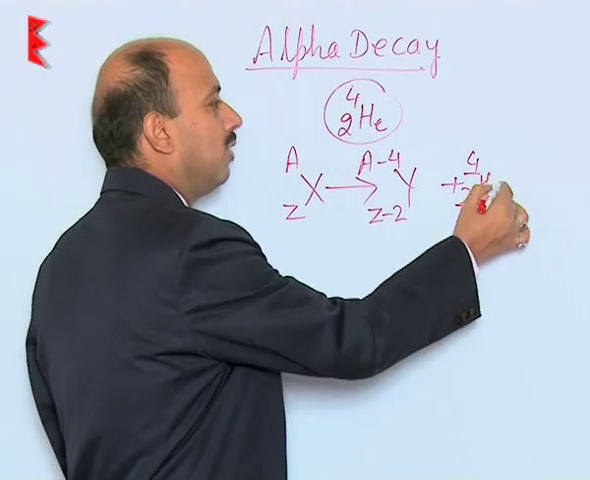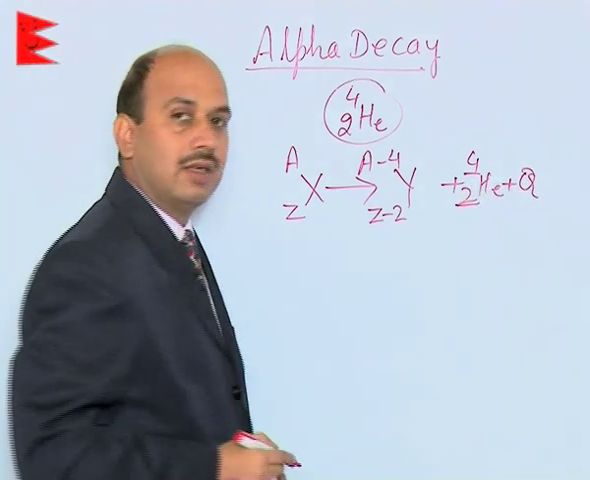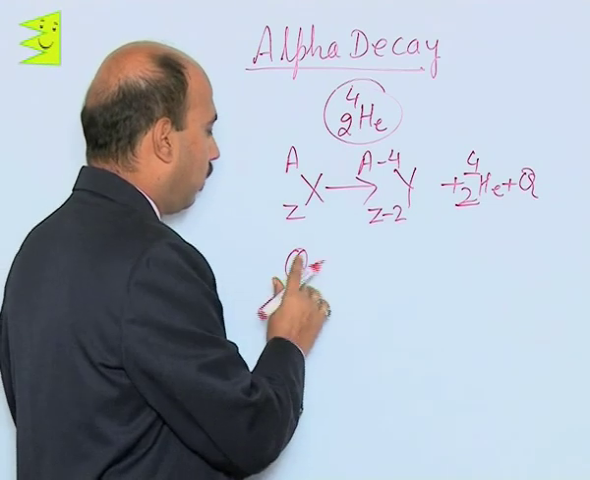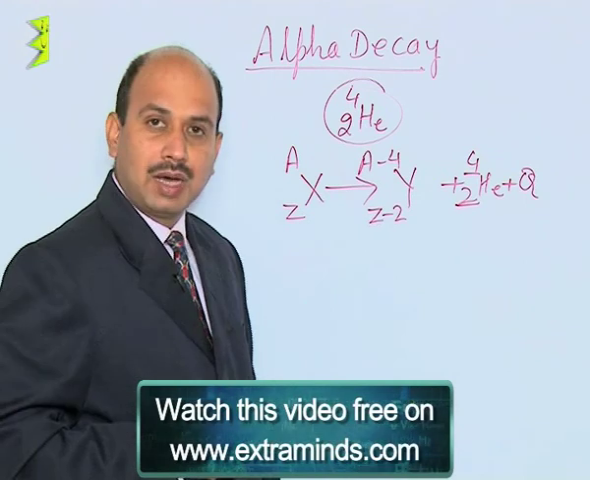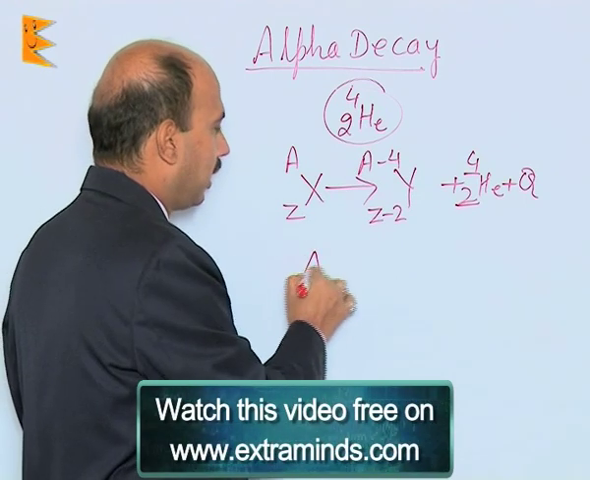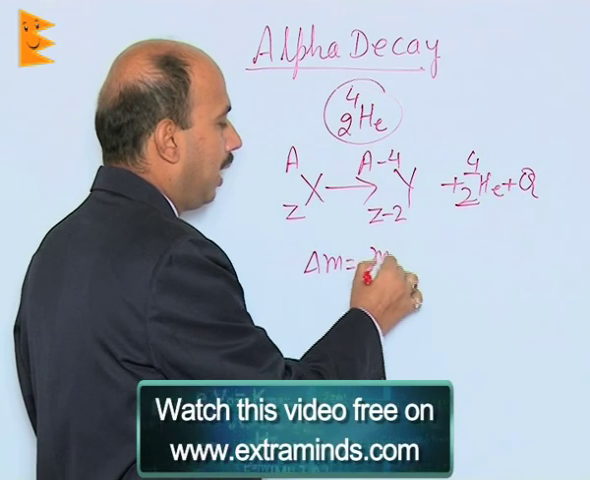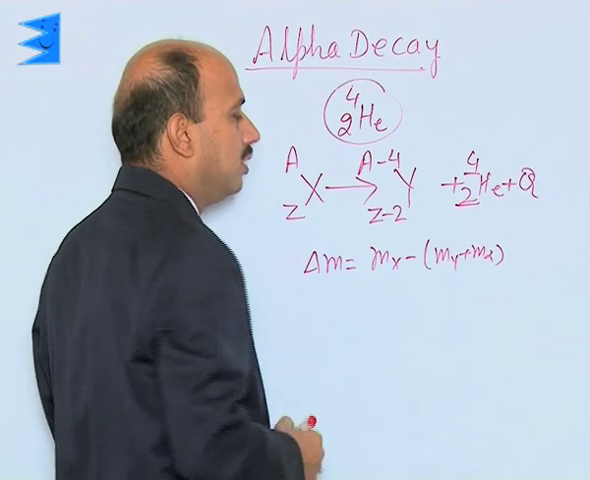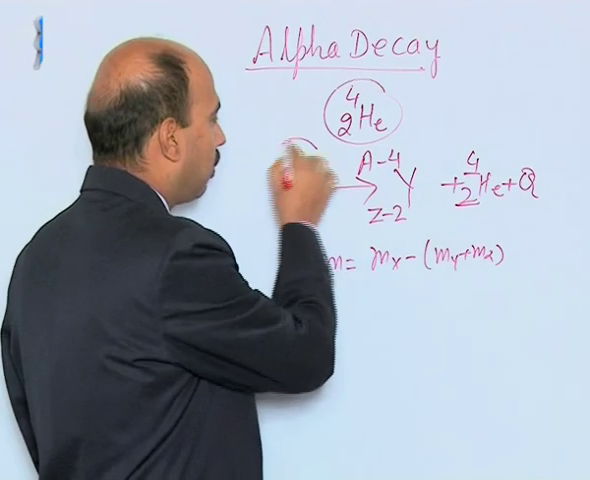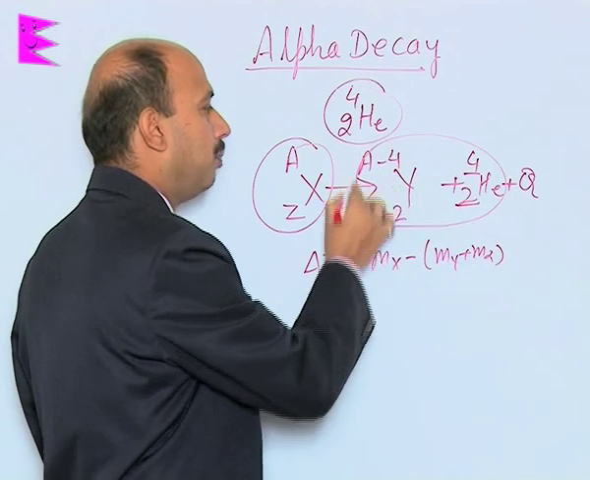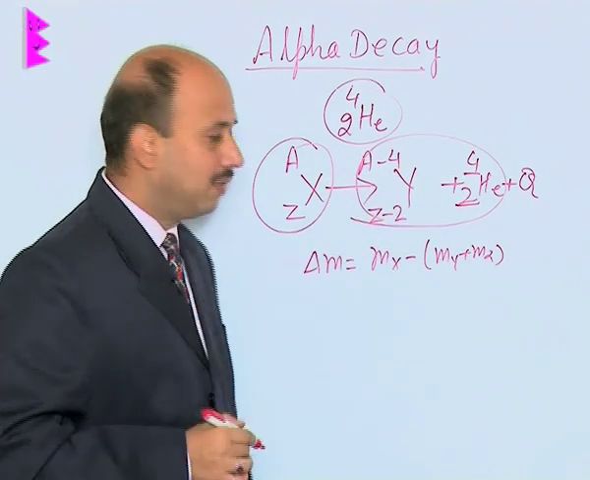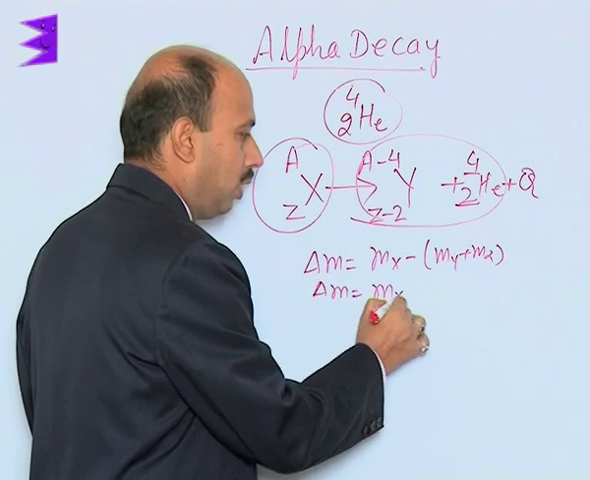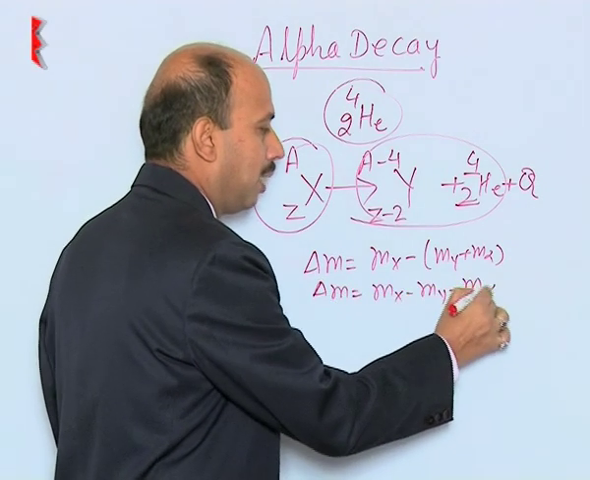But see here, in this process energy is released, which we take as Q. So we can calculate Q. For calculating Q, first we need to calculate the mass defect. So delta M is equal to mx minus (my plus m alpha). This is your mass defect: total mass of the parent nucleus minus mass of the products. So this mass defect can be written as delta M equals mx minus my minus m alpha.